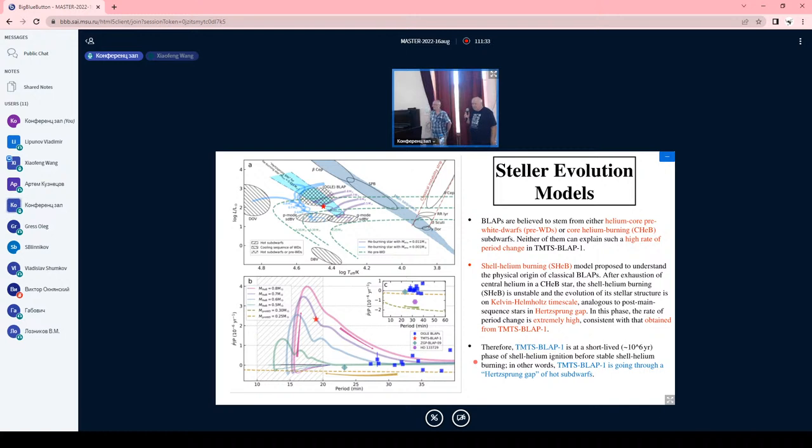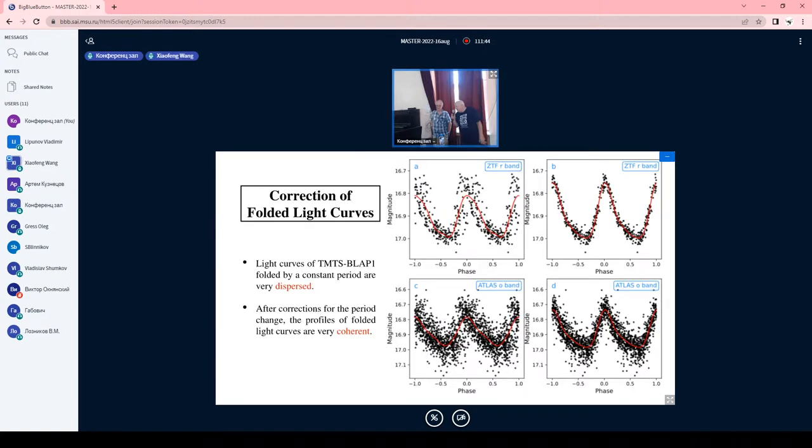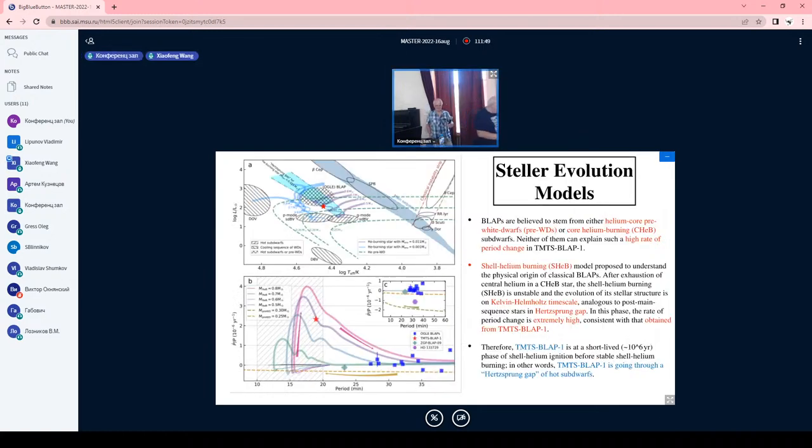Can you say several words about your CCD or CMOS, which you use? That is a standard CCD. The sensitivity of the TMTS project... yes, the detector for the TMTS project is a QHY CMOS, not a CCD, a CMOS detector.